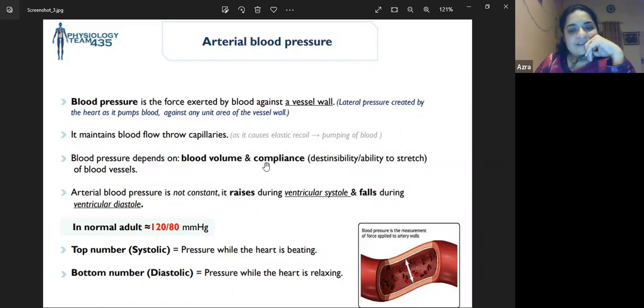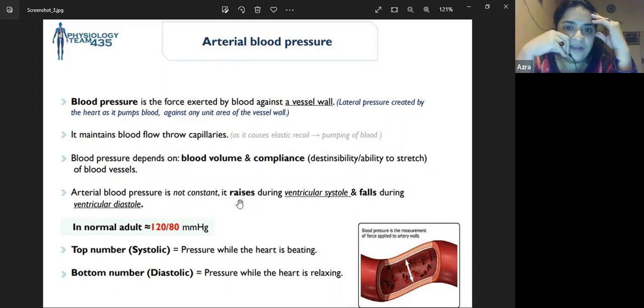So this is compliance. It means the ability to stretch of blood vessels. Okay. So arterial pressure is not constant. It raises during ventricular systole. Like you have heard of high blood pressure and low blood pressure. So this is the same thing. It raises during ventricular systole and falls during ventricular diastole.